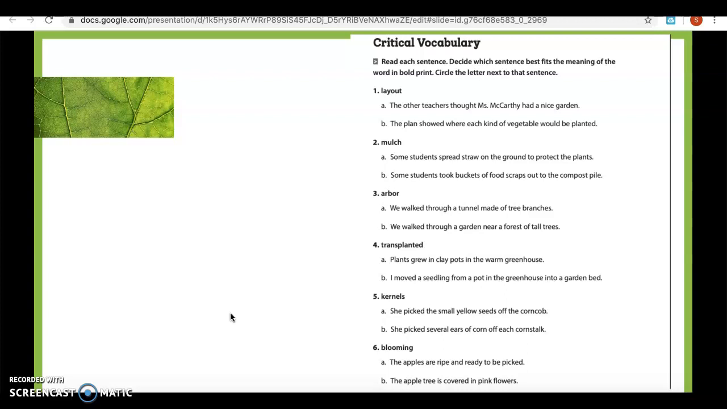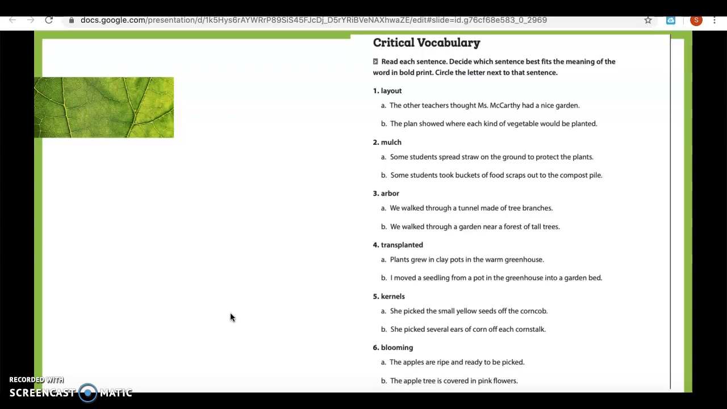Transplanted. Plants grew in clay pots in the warm greenhouse. Or, I moved a seedling from a pot in the greenhouse into a garden bed. Kernels. She picked the small yellow seeds off the corn cob. Or, she picked several ears of corn off each cornstalk.